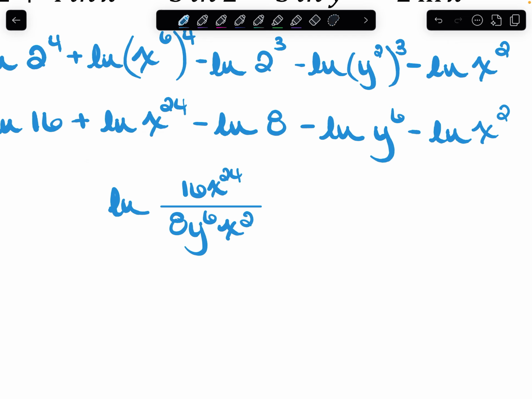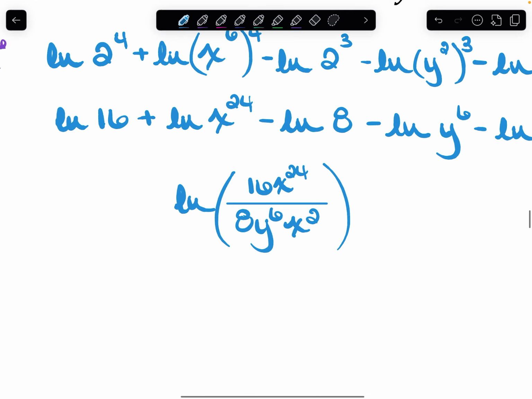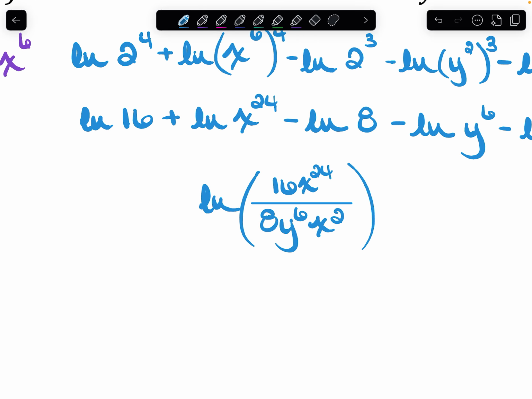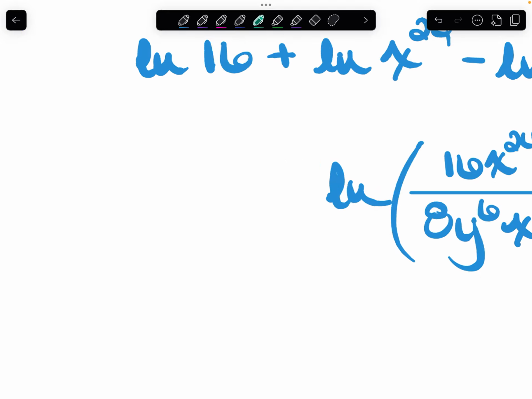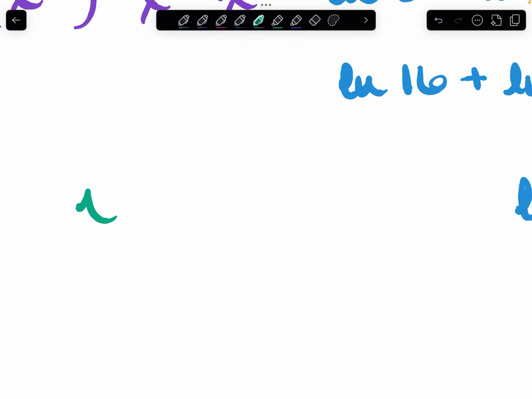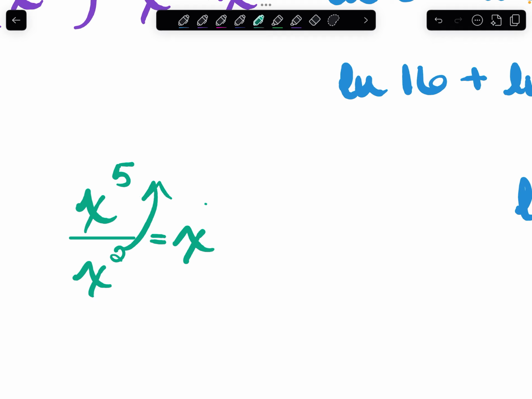So we get here. All right, simplifying, we got 2 things to deal with. 1, the numbers, 16 and 8 reduces nicely. 2, I have multiple x's, so then we need yet another exponent property from above. So I'll come off to the side, show you that one. So if I have x to the 5 divided by x to the 2, that is x to the 5 minus 2, which would be x cubed.